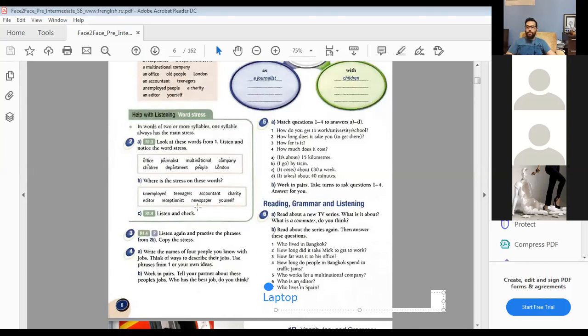Newspaper. I think it's part 2. Do we say newspaper or newspaper? Which one is louder? I think the second part. The second syllable, correct? Yeah, the second one, newspaper. The second syllable, correct. And the last one?